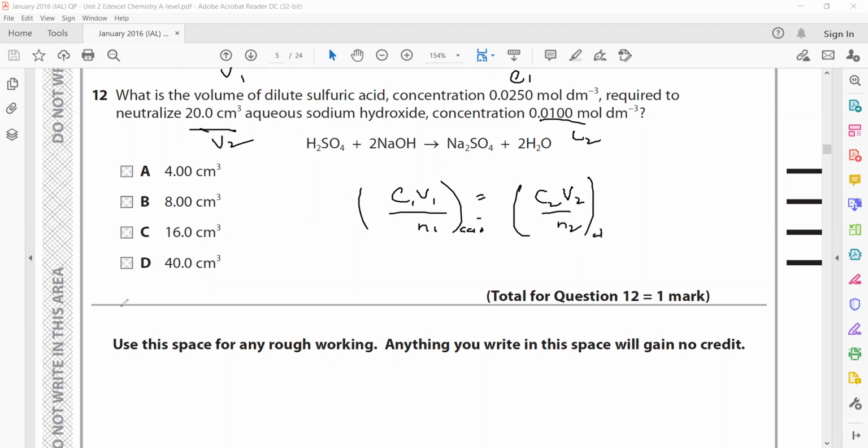So concentration of acid, that is 0.025. Volume of acid we don't know. The number of moles of acid from the equation, N1, and this is N2, which is 2. This is 1. Concentration is 0.01 multiplied by volume 20 and divided by 2. So when we solve for V1, it will come out as 4 cm cube, so A is the right answer.